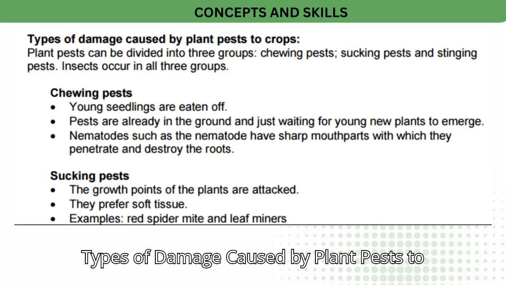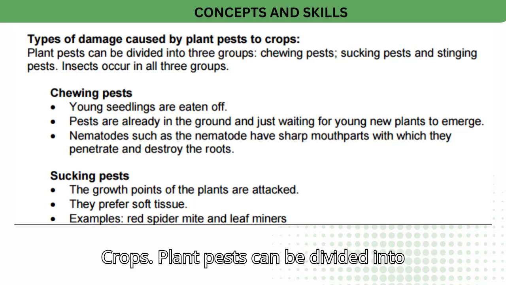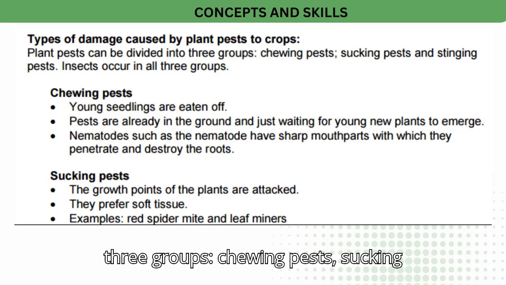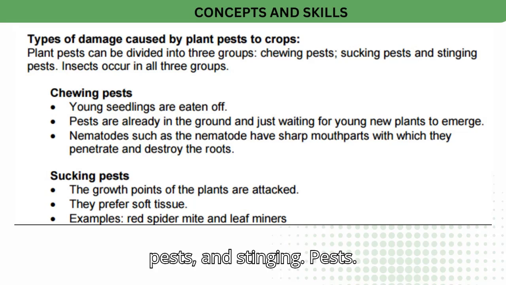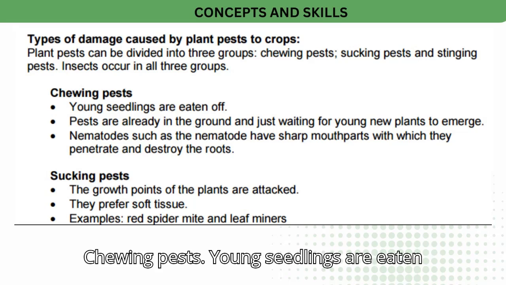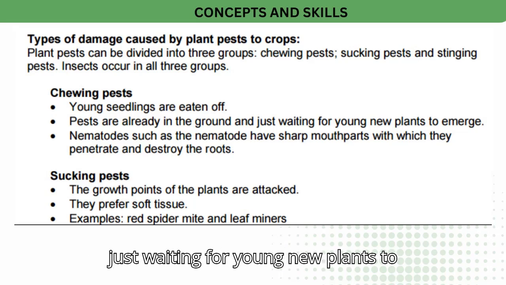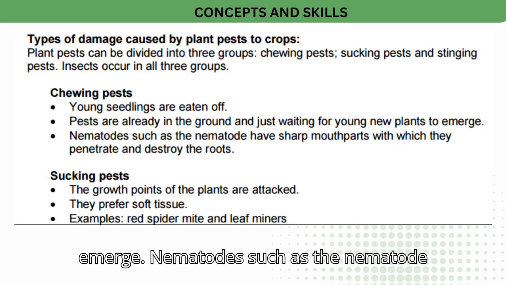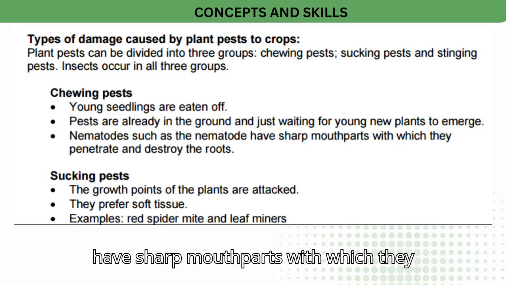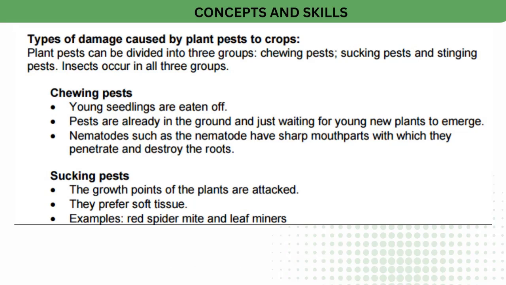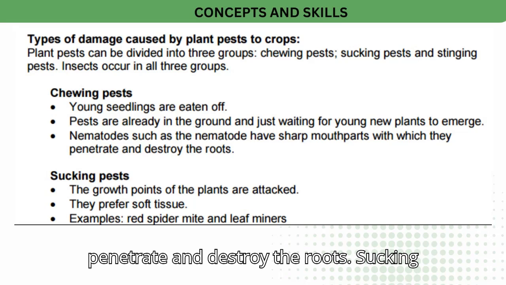Types of damage caused by plant pests to crops. Plant pests can be divided into 3 groups: chewing pests, sucking pests, and stinging pests. Insects occur in all 3 groups. Chewing pests. Young seedlings are eaten off. Pests are already in the ground and just waiting for young new plants to emerge. Nematodes have sharp mouthparts with which they penetrate and destroy the roots.